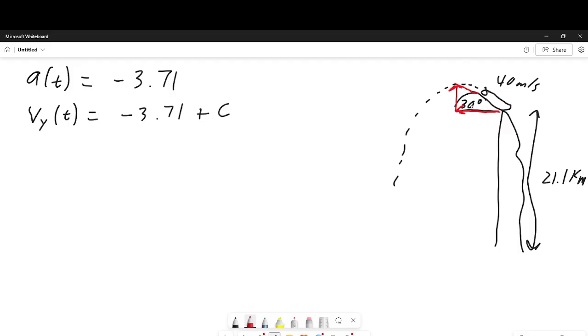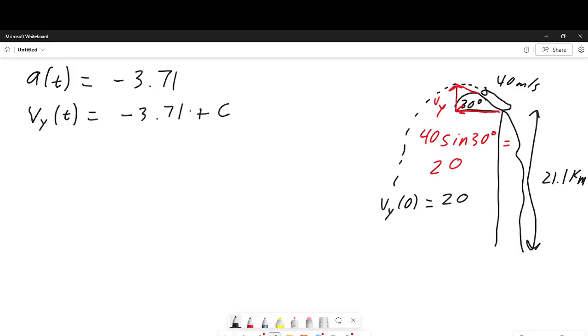If you think back to your trigonometry, the hypotenuse here is 40. So the vertical velocity that it left with was 40 times sine of 30 degrees. And sine of 30 degrees is 1/2, so this comes out to 20. So what this tells me is that Vy at time 0 is positive 20.